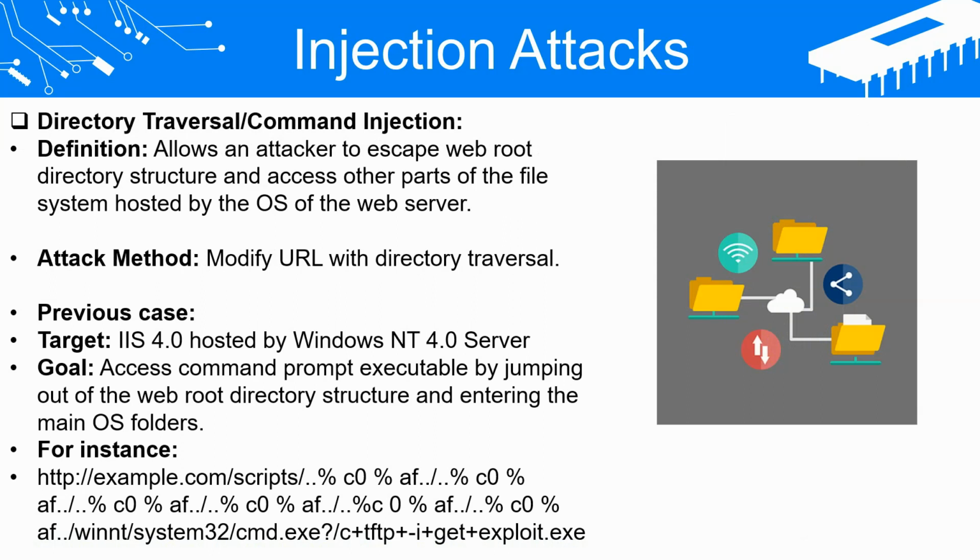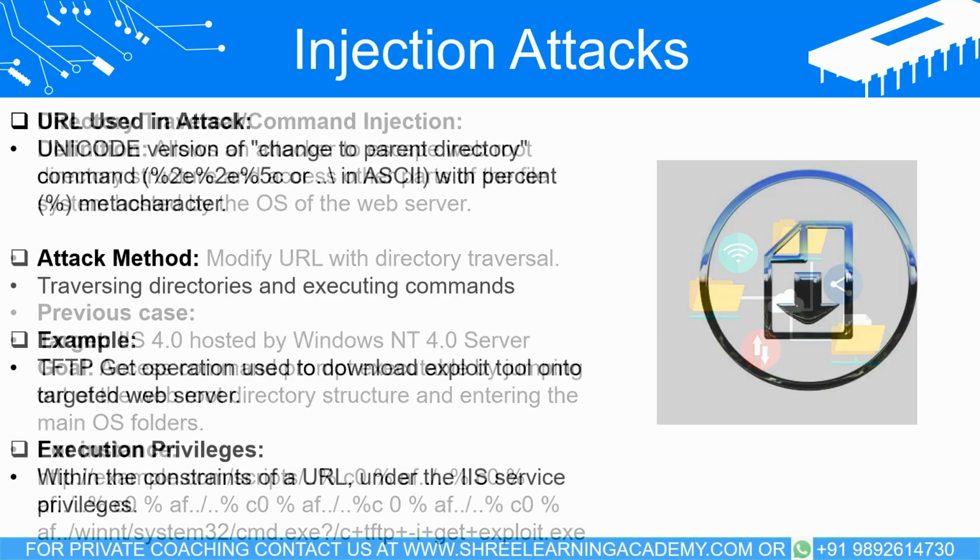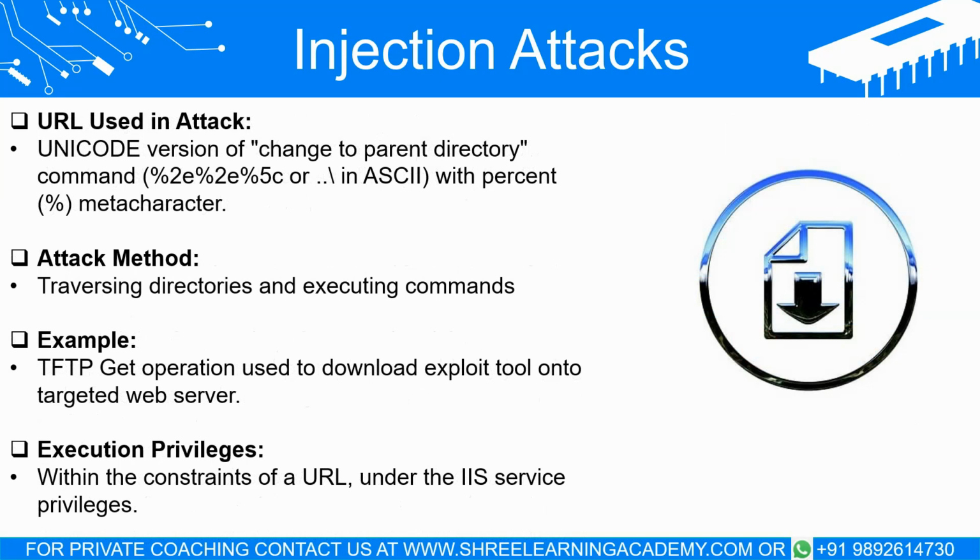The goal was to jump out of the web root directory structure and access the command prompt executable by entering the main OS folders, as you can see in this example.com URL. The URL used in the attack included a Unicode version of the change to parent directory command, which is equivalent to ../ in ASCII, and utilized the % meta characters. The attack allowed the attacker to traverse directories and execute commands, thus performing both directory traversal and command injection.